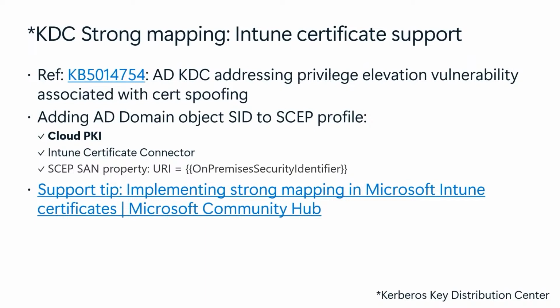Essentially, it requires a strong mapping to address a scenario where there was potential certificate spoofing. And so the certificate that gets issued for client authentication has to have a SID identifier on it, right? There's more to this KB. There are other methods that are supported to adhere to this KB, and to essentially protect yourself from this vulnerability. But the way Intune is handling it is essentially we're adding the SID to the certificate that gets issued.